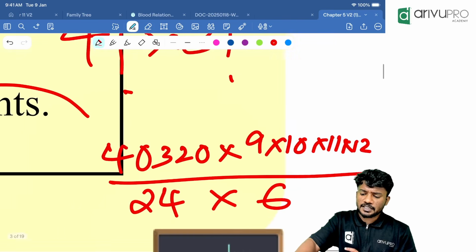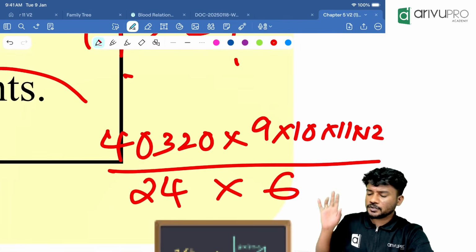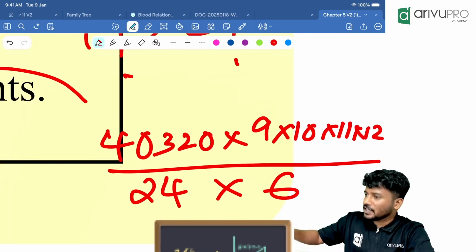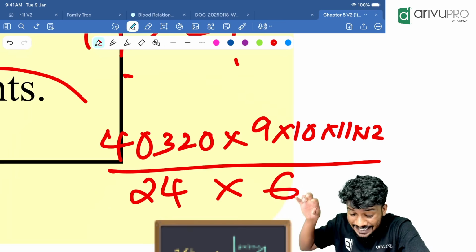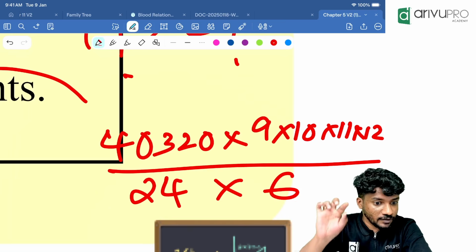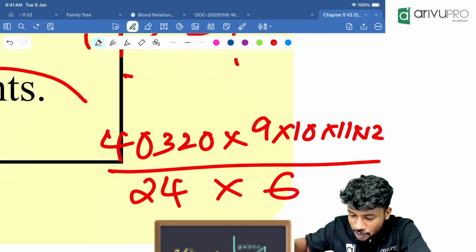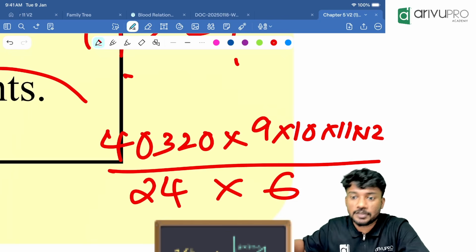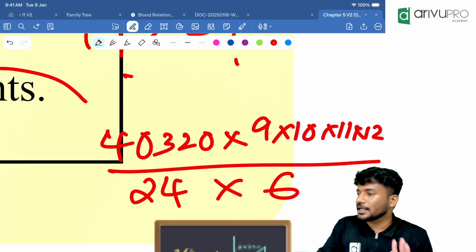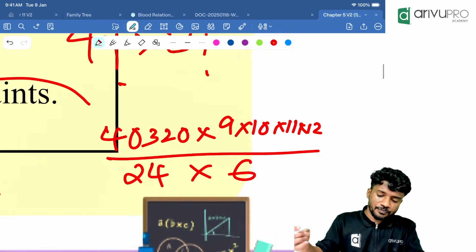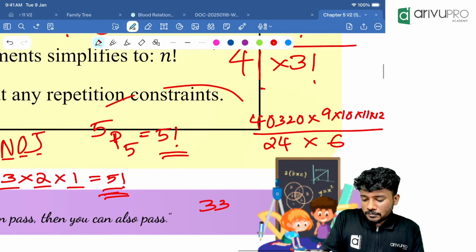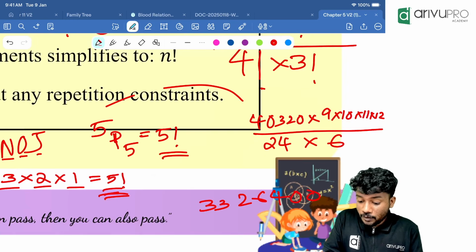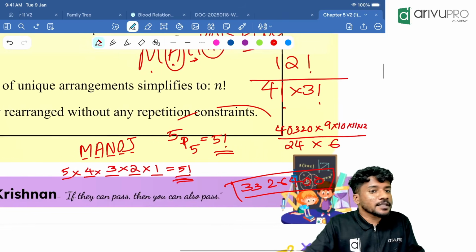So how to solve it in the calculator, people? Type 40320 multiplied with 9, multiplied with 10, multiplied with 11, multiplied with 12. Then click divide by 24. Click the divide sign, type 24, click equal to. Then again click divide, type 6, click equal to. You will get the answer in the calculator itself. How much is the answer? 26400. Yes.